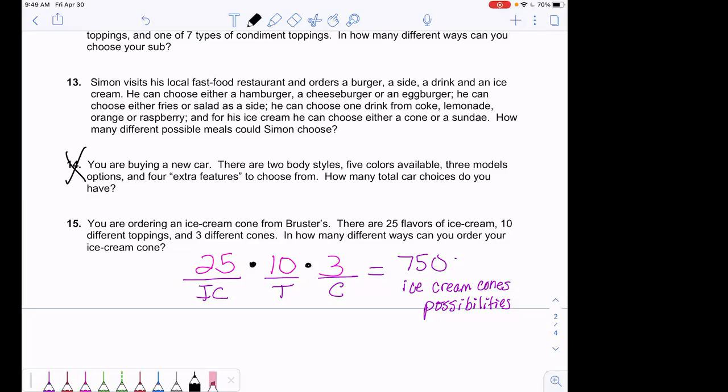So we are ordering a burger. I'm going to put a B for burger. Here's my little outline. And then we're getting a side, and then we're getting a drink, and finally, we're getting an ice cream. So if you think about the problem, what do you need to use to set it up? What are we ordering? Make yourself a little guideline. So after you have that set up, then you need to look at the number of options. For the burger, how many different burgers can he choose from? Emma, how many different burgers are there that Simon can choose from?